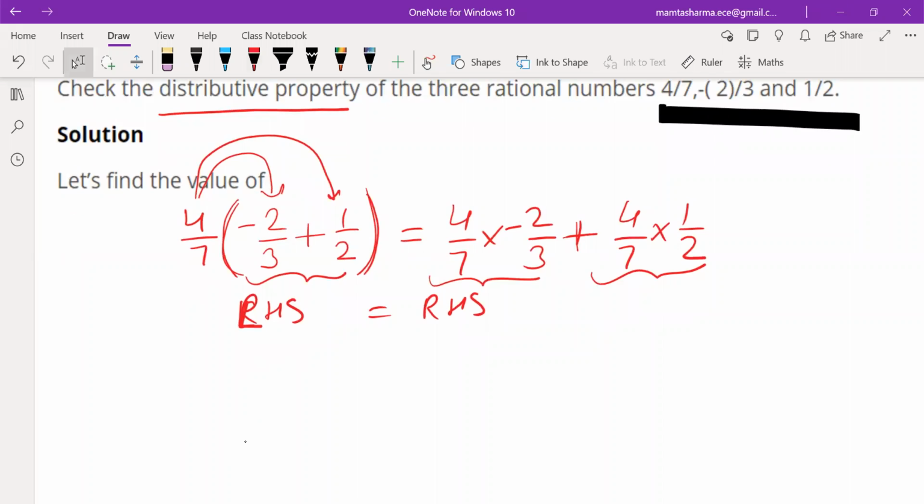Anyone else? Ayush, what is your answer? Ma'am, I didn't get an answer yet. You do it fast. Tanvi, where is Tanvi? Tanvi is not responding.